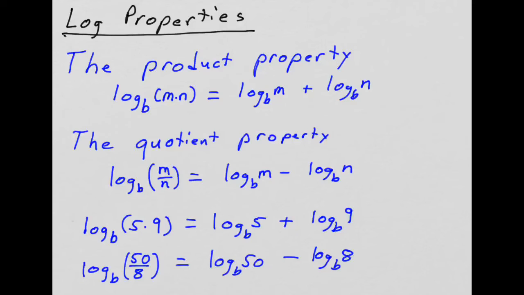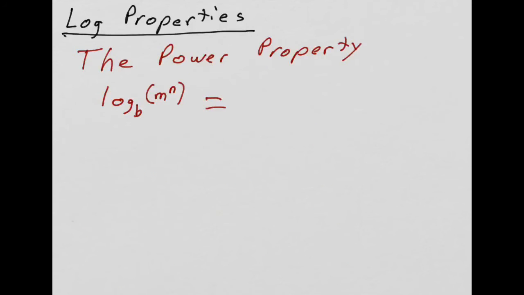I'm going to erase this so that we can then talk about the other one, the power. This property, the power property, is the one that we tend to use the most. It's kind of the more powerful one, because it's going to allow us to take this variable here that's in the power position and get it out of there.